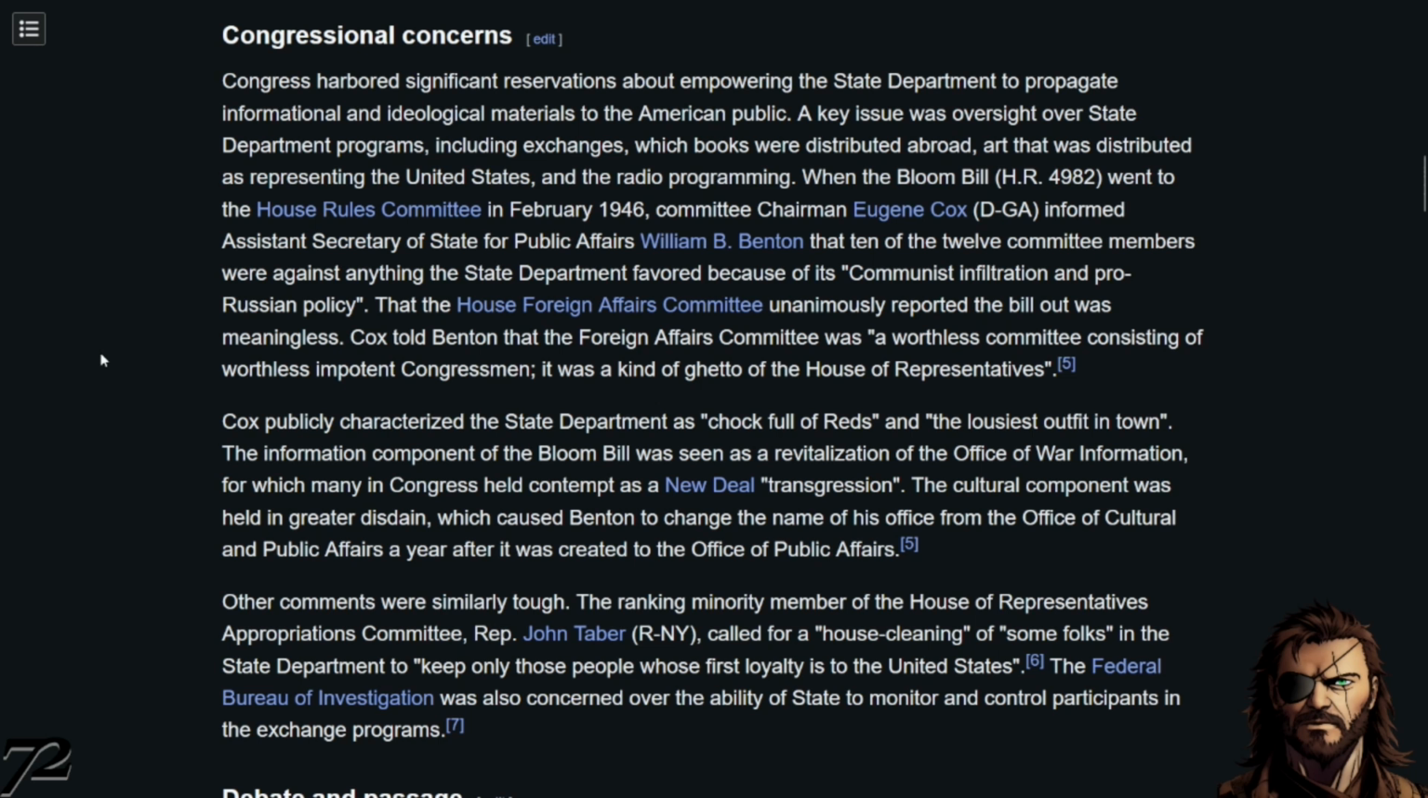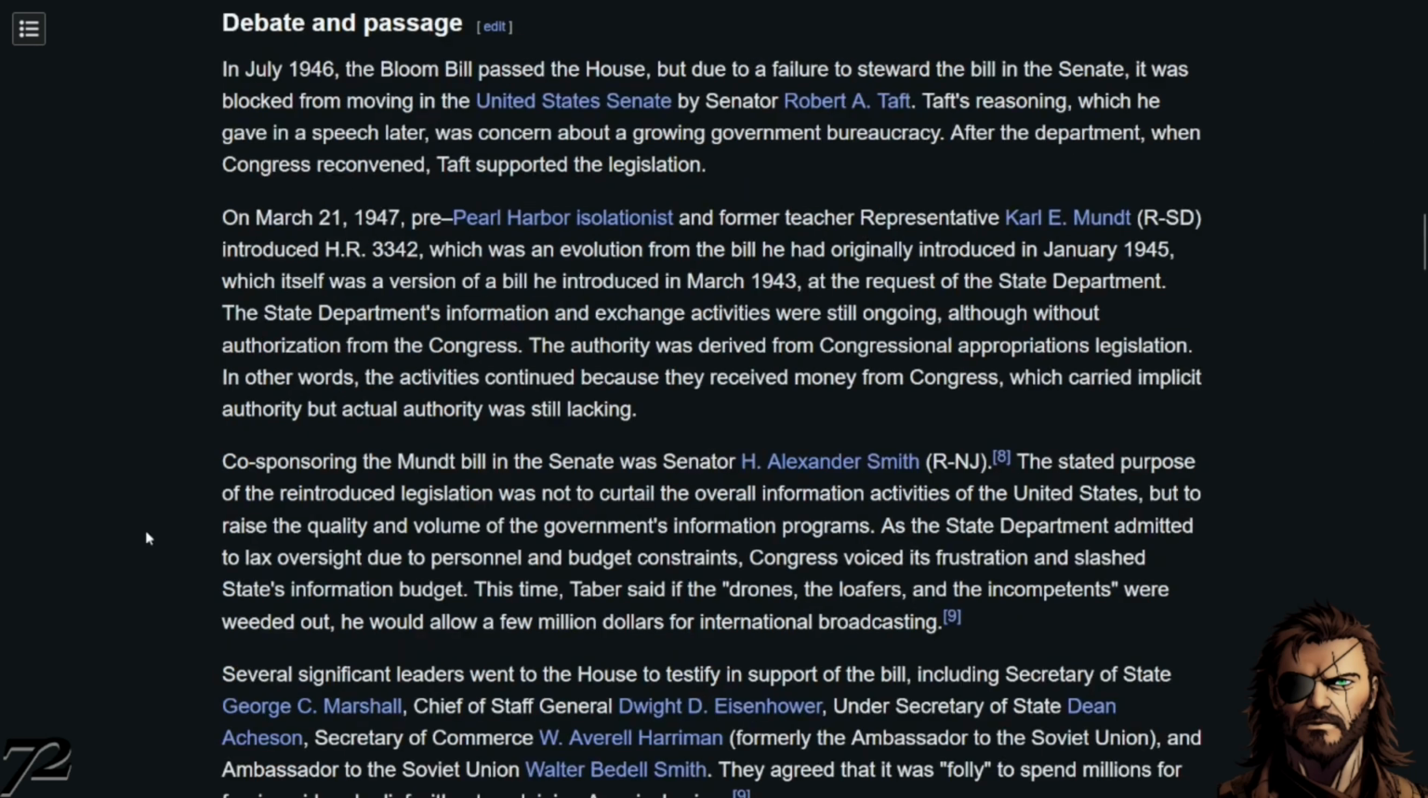The ranking minority member of the House of Representatives Appropriations Committee, Representative John Taber, Republican of New York, called for a housecleaning of some folks in the State Department to keep only those whose first loyalty is to the United States. The Federal Bureau of Investigation was also concerned over the ability of the State Department to monitor and control participants in the exchange programs.